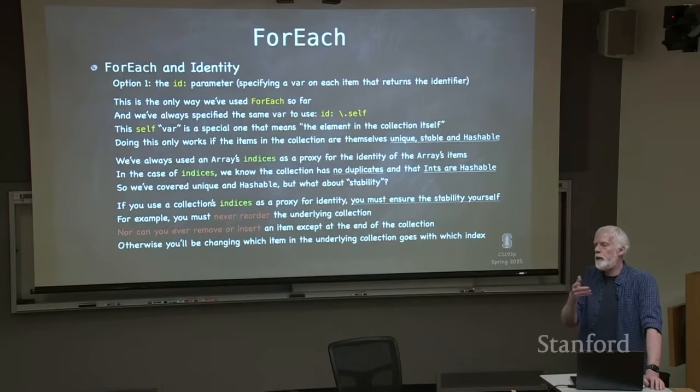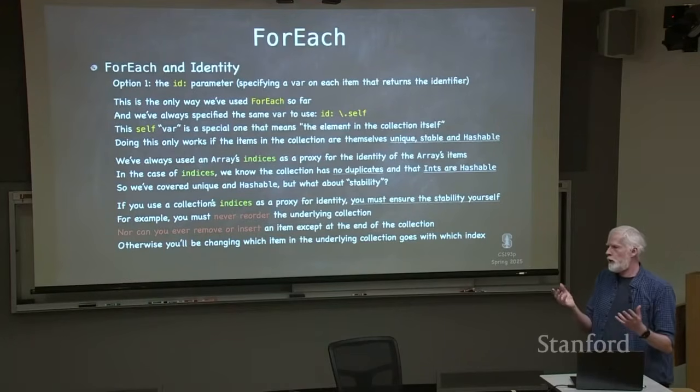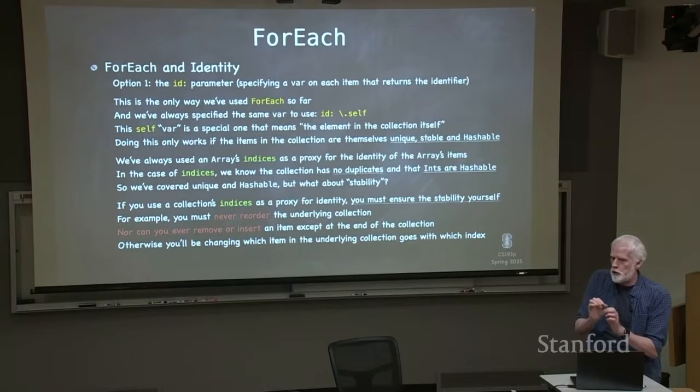But I am kind of highlighting this with red text here because I don't want you to come away from what I've done in lecture so far and think, oh, well, I always use indices when I have an array of things. Okay? You can only use indices when you have an array of things with a for each in certain circumstances, basically these circumstances, where you don't reorder the items, you only add items or remove them from the end.